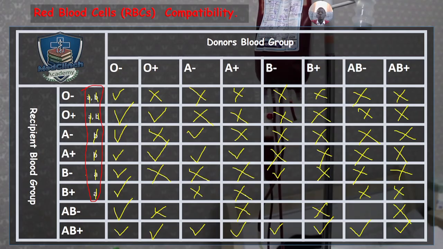So you're left with the 4 slots. So it means B positive can receive from O negative, he can receive from O positive, he can receive from B negative, he can receive from B positive. So that's how we fill it.